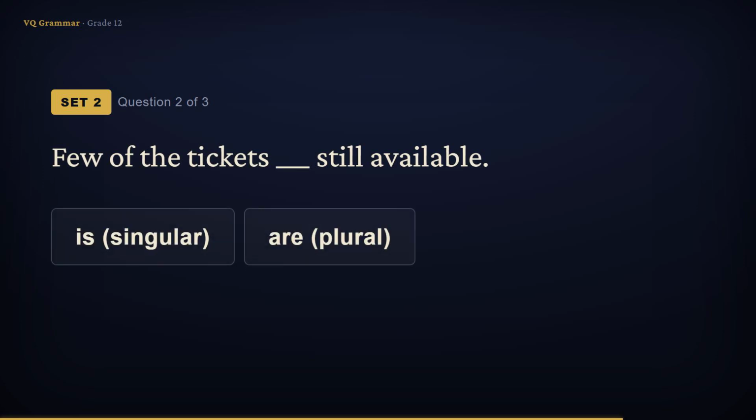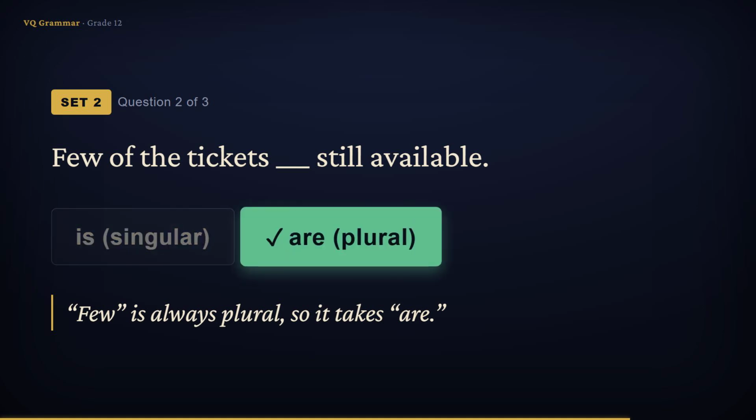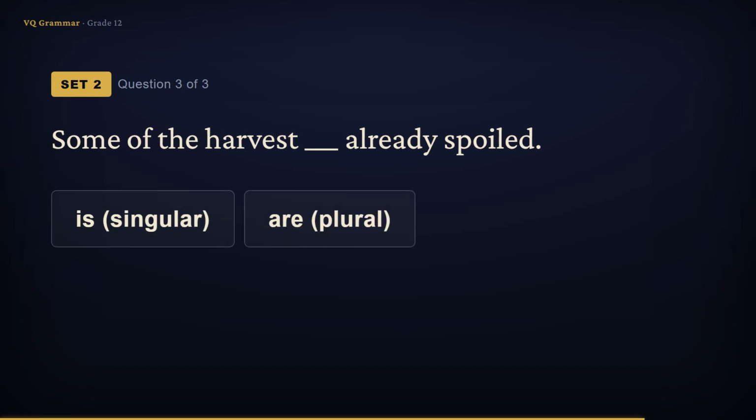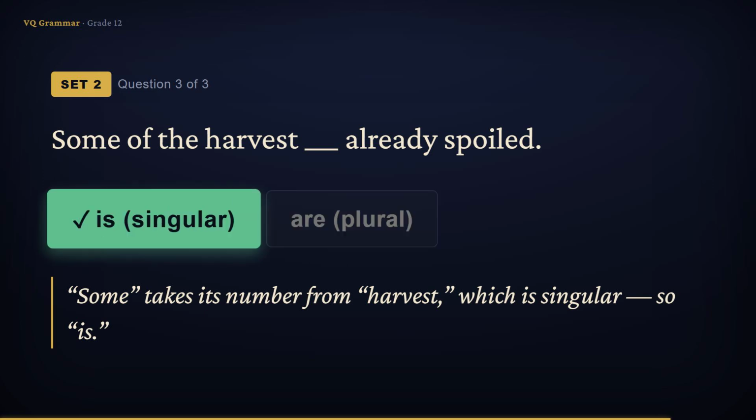Few of the tickets blank still available. The subject is few, and few is always plural. It means more than one. So it takes the plural verb. Few of the tickets are still available. Some of the harvest blank already spoiled. Some is one of those it depends pronouns. It borrows its number from the noun it refers to. Here, that noun is harvest, and harvest is singular, a single mass. So some takes the singular verb. Some of the harvest is already spoiled.